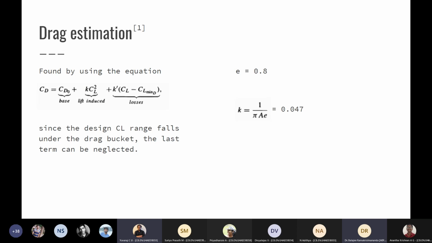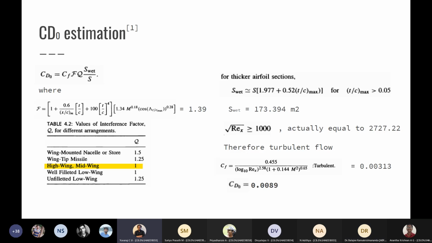So in the drag estimation, we use this formula. In this, the third term is neglected because the design CL range falls under the drag bucket. And from the book, we took the recommended value for the Oswald efficiency, e equal to 0.8. We found the K value. And in the CD0 estimation, in the next slide, for the foam, we use this formula to get 1.39 as the value. And for the interference factor, we use the high wing, mid wing, so that we can reduce the contact between the water and the wing as much as possible.